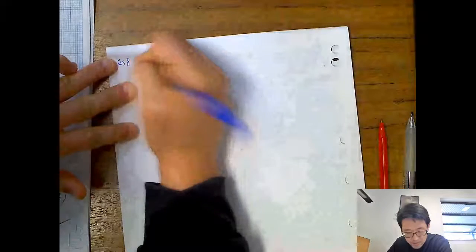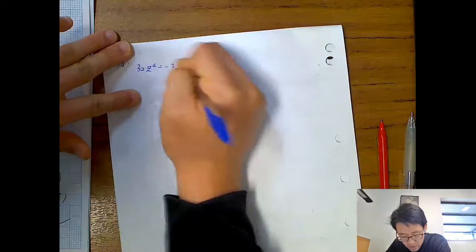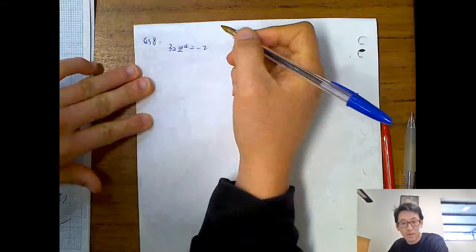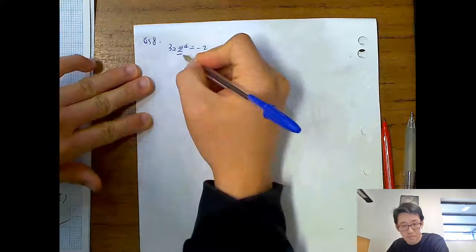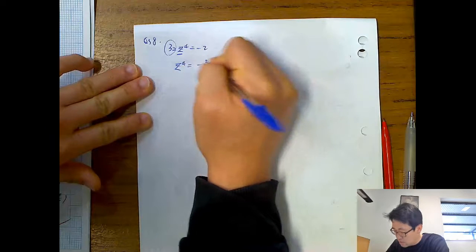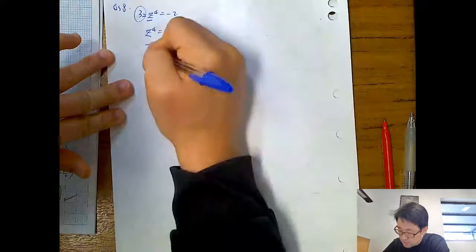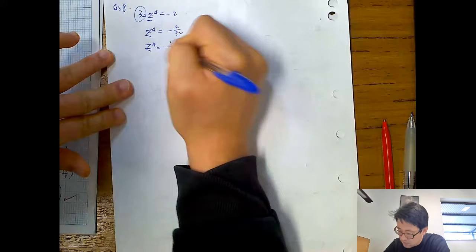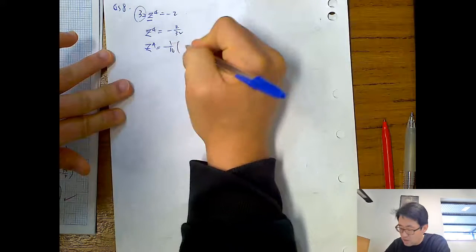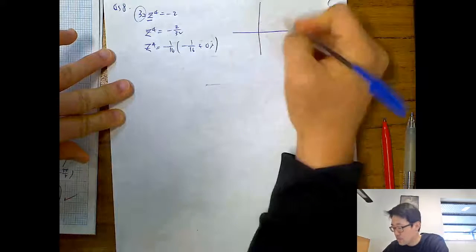Question 58. 32 z to the power 4 minus 2. Okay? Same thing, we want to know z. So do I need that? No, z minus 32. And then let's draw that. That's the same as minus 1 over 16 plus 0i, isn't it? Let's draw it.